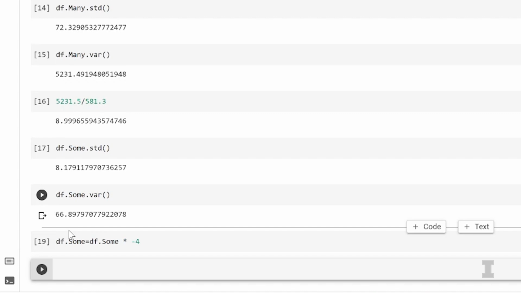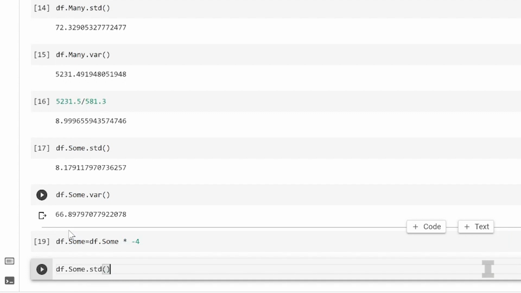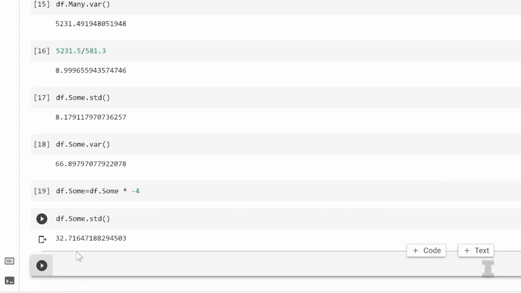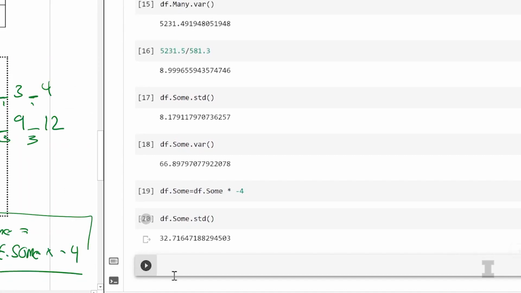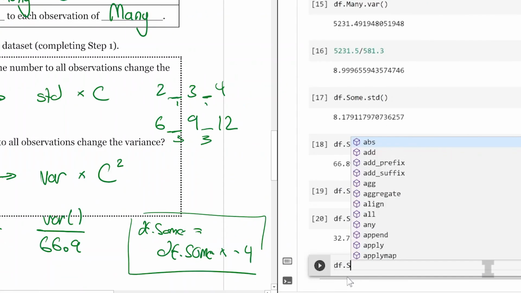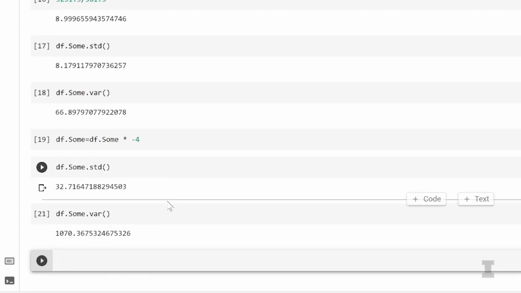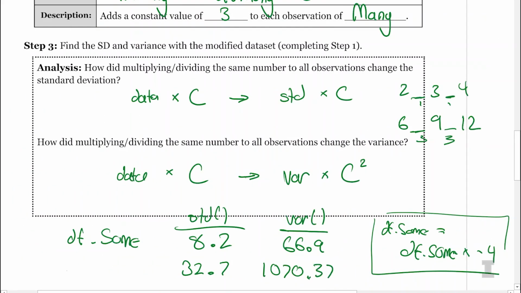And then I just ran that, and I'll go ahead and find the standard deviation. And I get 32.72. Interesting. And then for the variance, I get 1070.37. Oh, interesting. So we now see that by multiplying by -4, we don't simply multiply the standard deviation by the constant, because 8 to 32 is certainly a factor of 4, but it's a factor of +4.